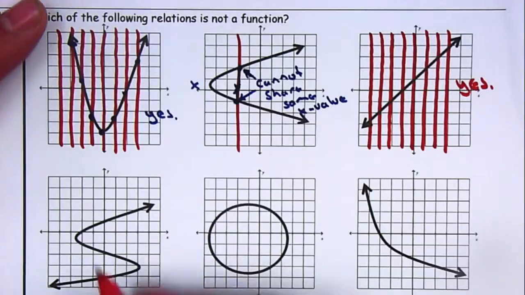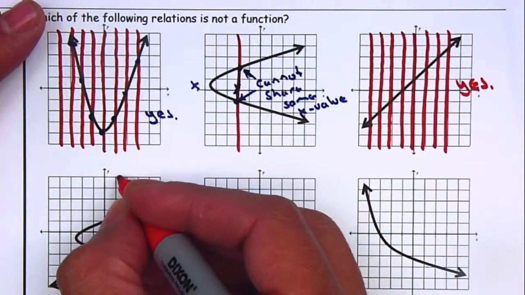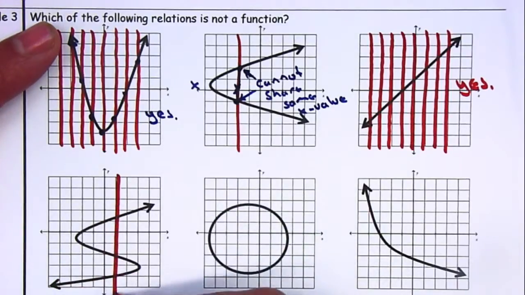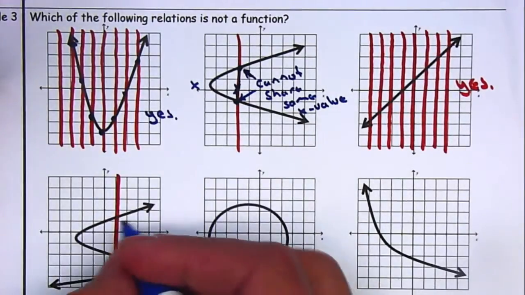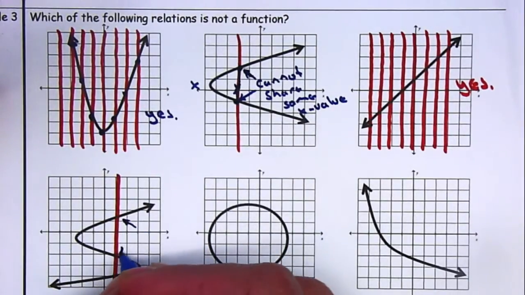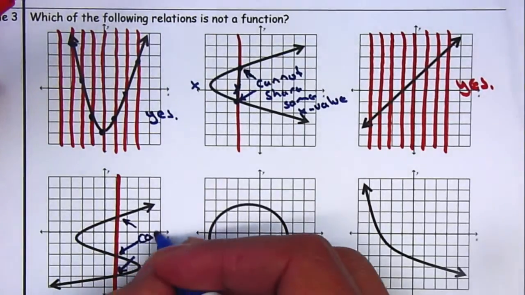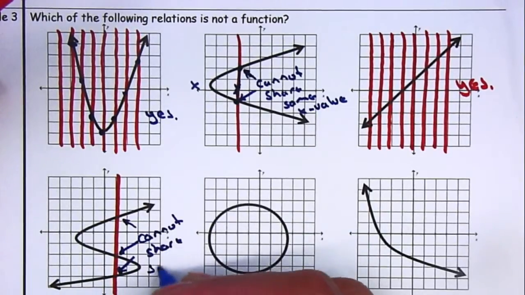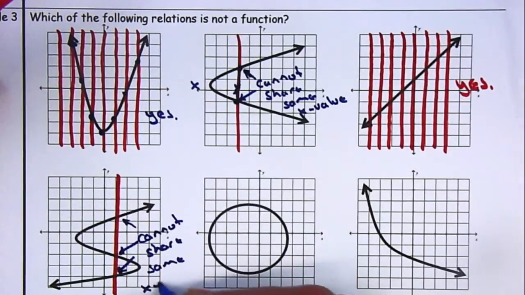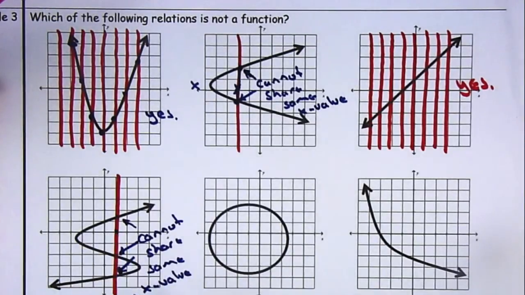Great. So for the next one, I'm just going to do one line. It doesn't matter where you draw it. If you already know that's not a function, then how many times does it cross? 3 times. So it can only cross once for it to be a function. Cannot share same x value. So if you notice, those 3 points will have the same value of x, which is +1.